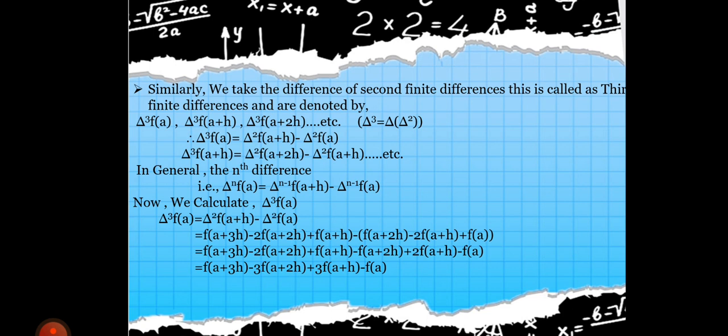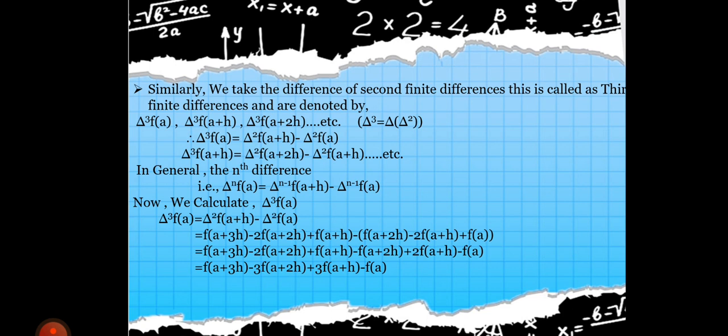delta square f of a plus h minus delta square f of a, equal to f of a plus 3h minus 2f of a plus 2h plus f of a plus h, minus in bracket f of a plus 2h minus 2f of a plus h plus f of a, bracket close. Here f of a plus 3h minus 2f of a plus 2h plus f of a plus h is the value of delta square f of a plus h, and f of a plus 2h minus 2f of a plus h plus f of a is the value of delta square f of a.